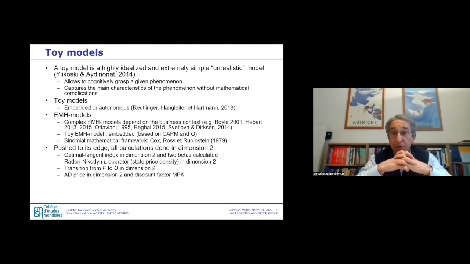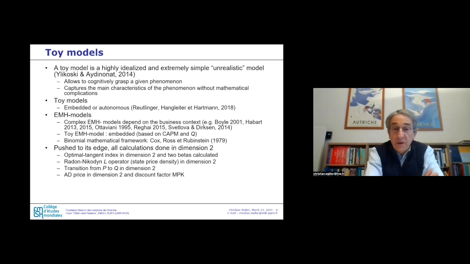And this is very important and interesting, because in dimension two, there is nothing like mathematical complexity in continuous time, nothing like mathematical complexity in multidimensional settings, etc. That means that the optimal tangent index, I think about in the real world the Russell 3000, Euro Stoxx, etc., will be precisely calculated only with additions, multiplications and divisions in dimension two. And it will be able to find two betas, like a beta, but in dimension two.